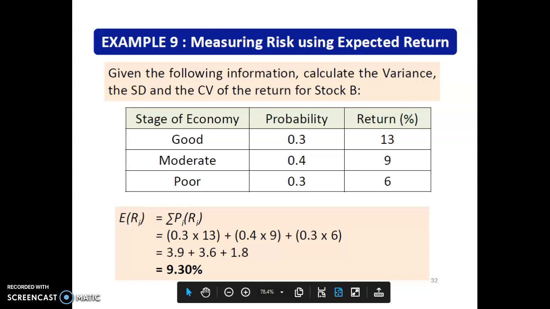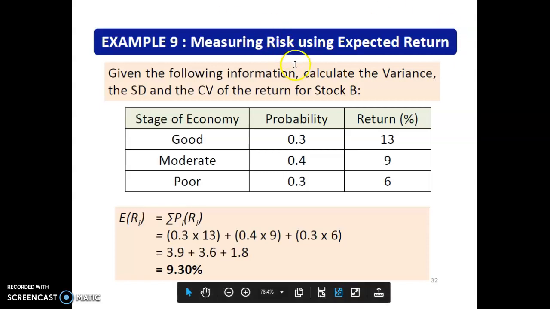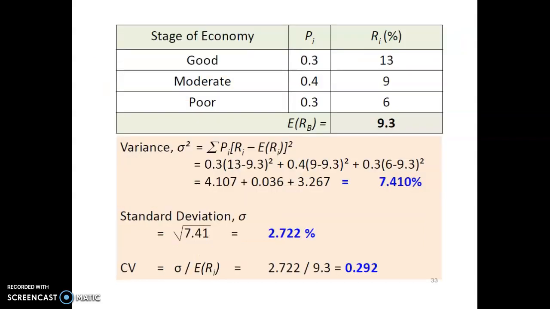So how about if the question gives you the value of probability? Just now we didn't have the probability value. Now we have the probability. How to do it? First, the same step, you need to find the expected return or the average, by incorporating the probability into your return. So you will get 9.03.